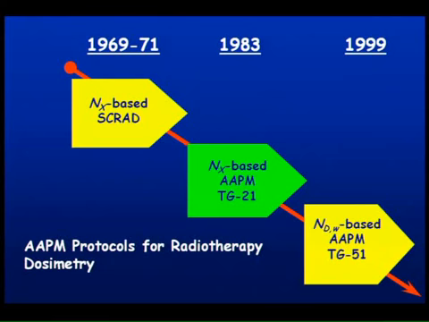TG51 was published in 1999. The task group actually was formed in 1991. It took 8 years. This protocol is based on the use of an ionization chamber calibrated in terms of absorbed dose to water in a standard laboratory's reference quality beam. And this absorbed dose coefficient is denoted by NDW.